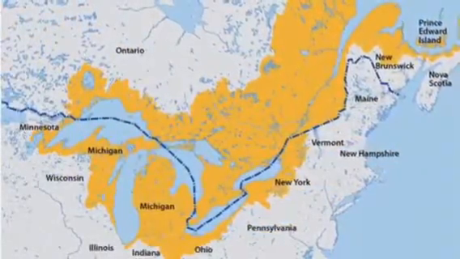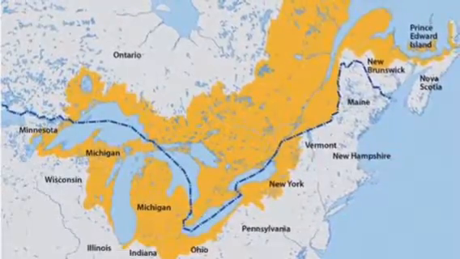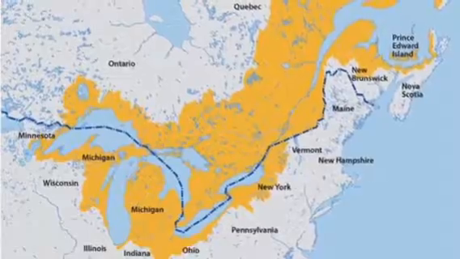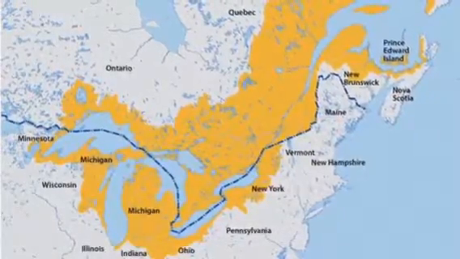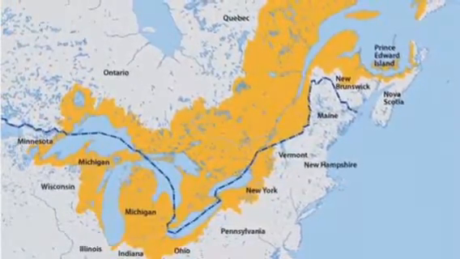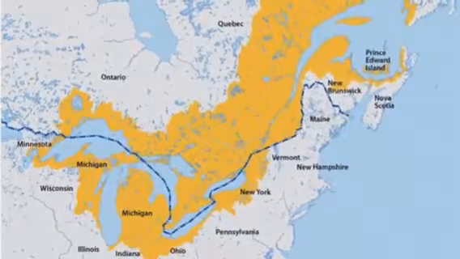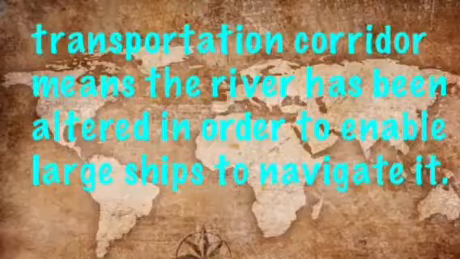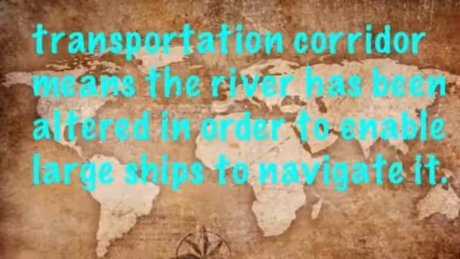The rivers located in North America are important too. In Canada, the St. Lawrence River connects the Great Lakes to the Atlantic Ocean. The St. Lawrence River is used as a transportation corridor. This means the river has been altered in order to enable large ships to navigate it.